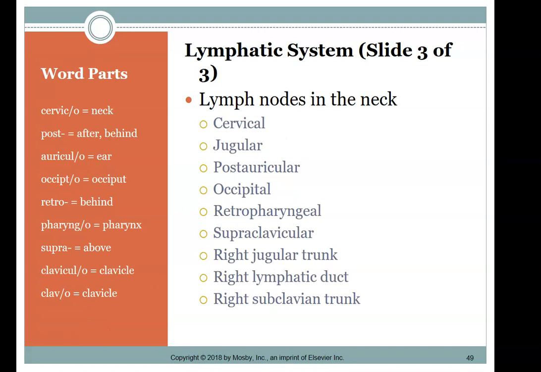The lymph nodes in the neck are your cervical, the jugular, the postauricular, occipital, retropharyngeal, supraclavicular, the right jugular trunk, the right lymphatic duct, and the right subclavian trunk. And then you've got your word parts. Cervico is neck, post equals after or behind, auriculo is ear, occipito is occiput, retro is behind, pharyngeo is pharynx, supra is above, claviculo is clavicle, and clavo is also clavicle.